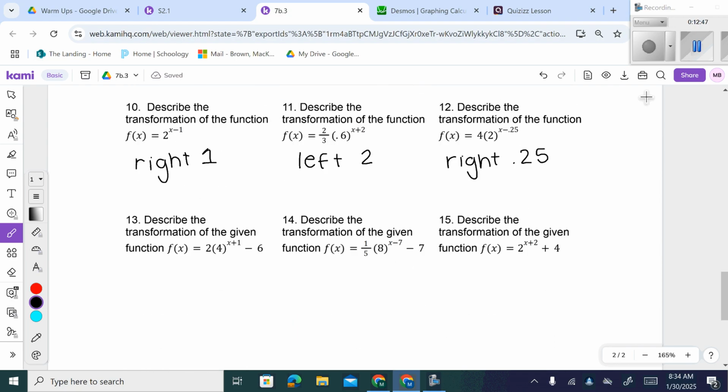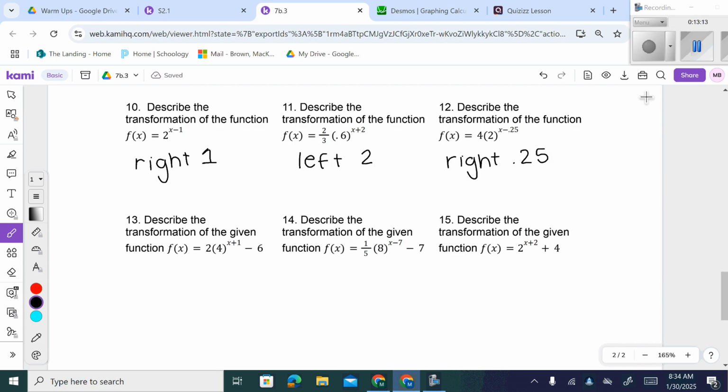All right, on 13, how many things are happening? 2. Okay? Give me one thing that's happening. Give me one way it's moving, Landon. Okay, what does that mean? Go right. Oh, hold up, is this negative 6? Is that your H or your K? That's your K, so you keep it the same.